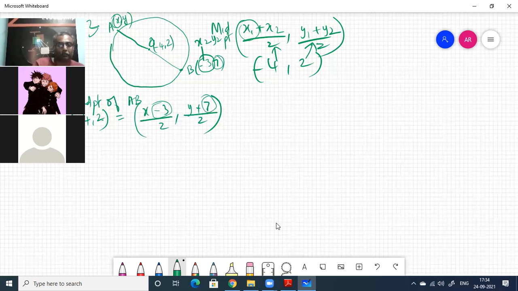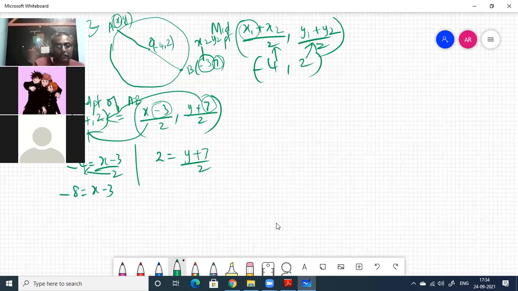Now (x - 3)/2 is equal to -4, and (y + 7)/2 is equal to 2. Take this to the other side. -8 is equal to x - 3. Take this here, -8 plus 3 is equal to x. That means -5 is equal to x.